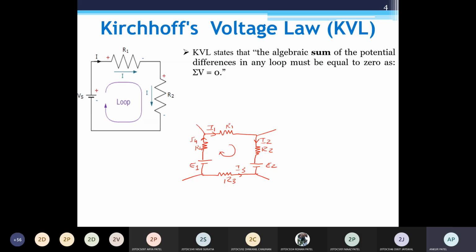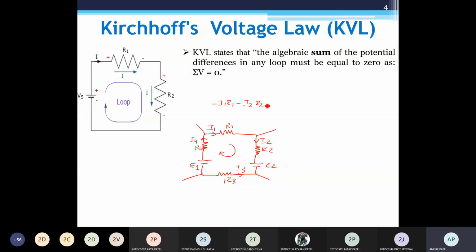You have to apply KVL, starting with R1, according to sigma IR plus sigma EMF is equal to 0. Minus I1 R1, then minus I2 R2, then minus E2. Yes, minus E2.